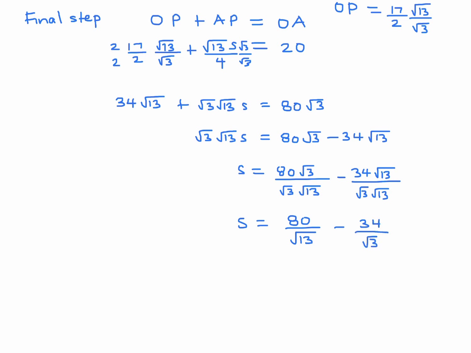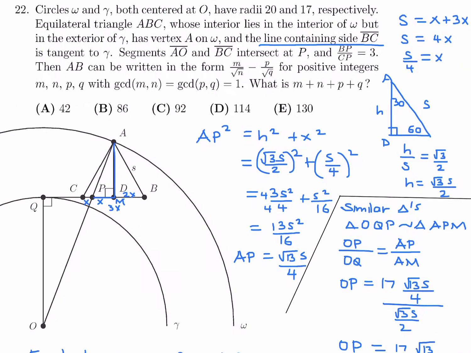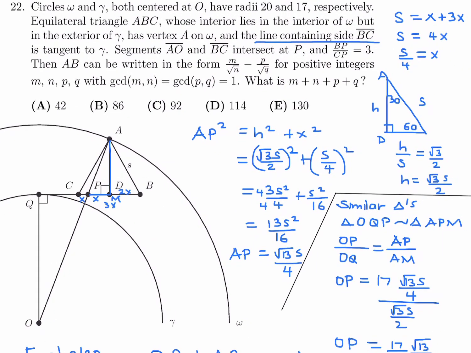Now that is in that form, m over root n minus p over root q. And they want me to figure out m plus n plus p plus q. So that's going to be 80 plus 13 plus 34 plus 3. And that is 130. So the answer to number 22 is E.